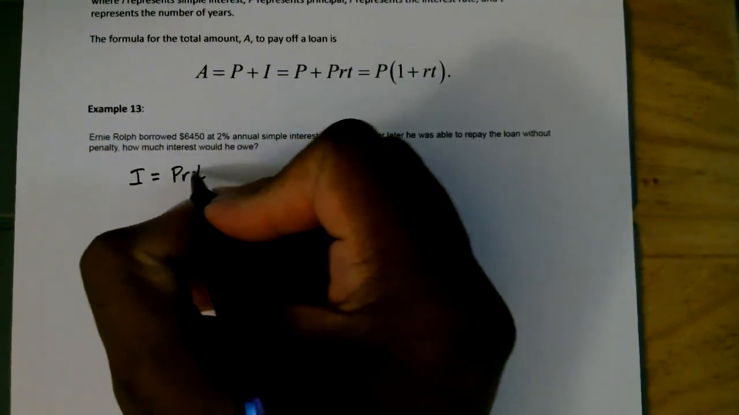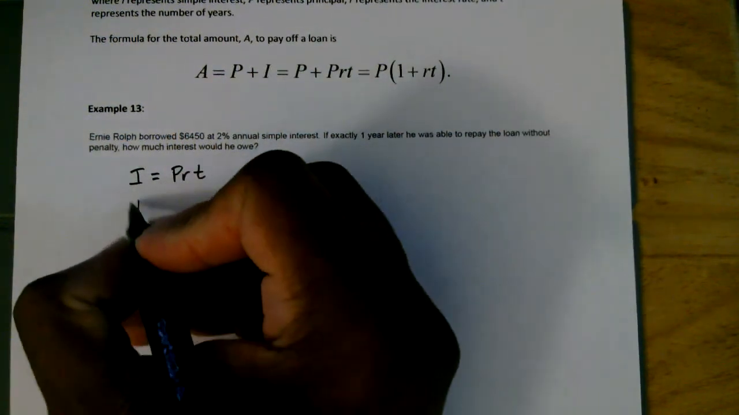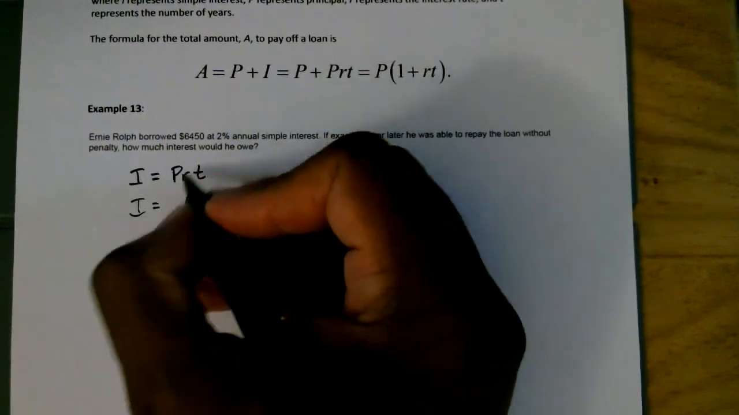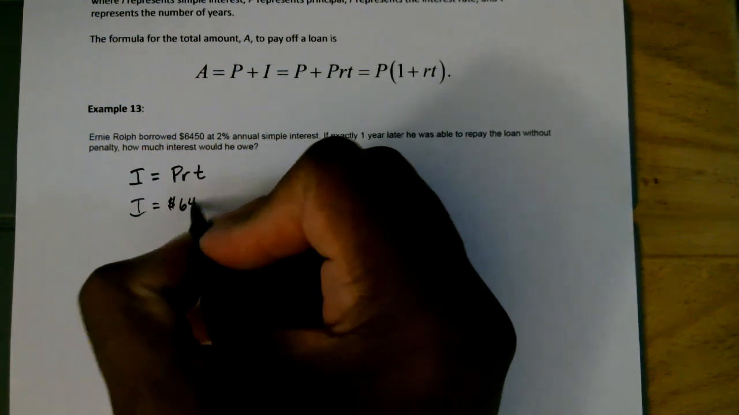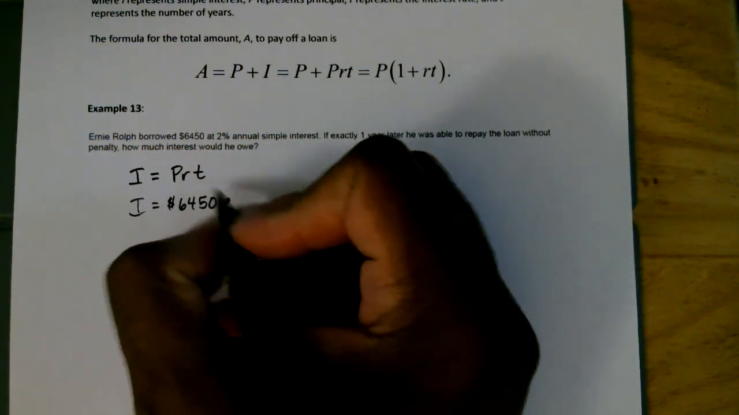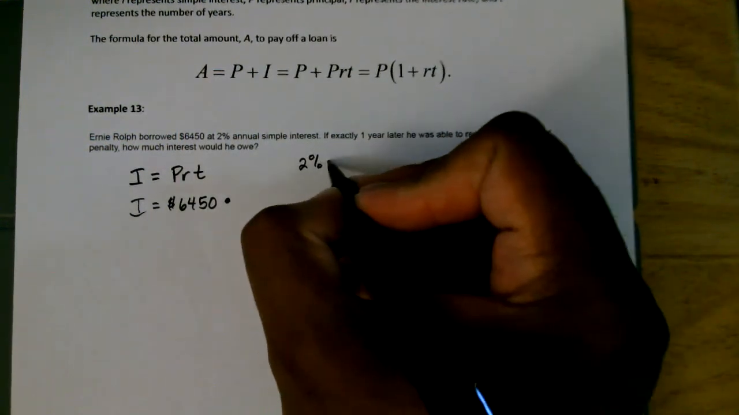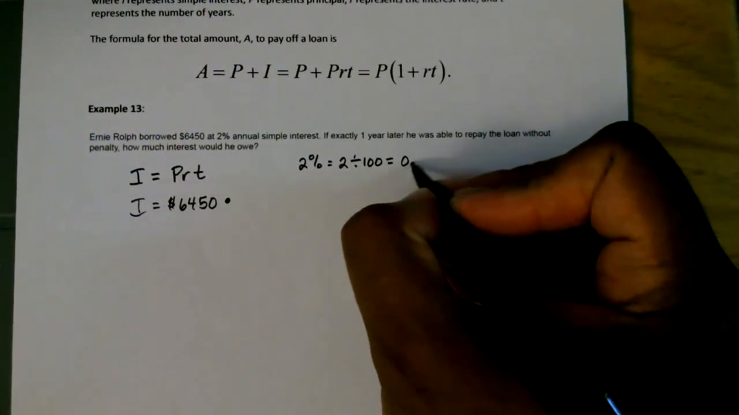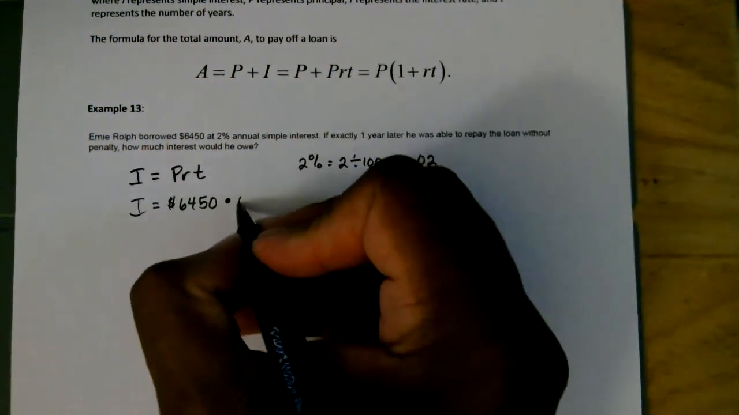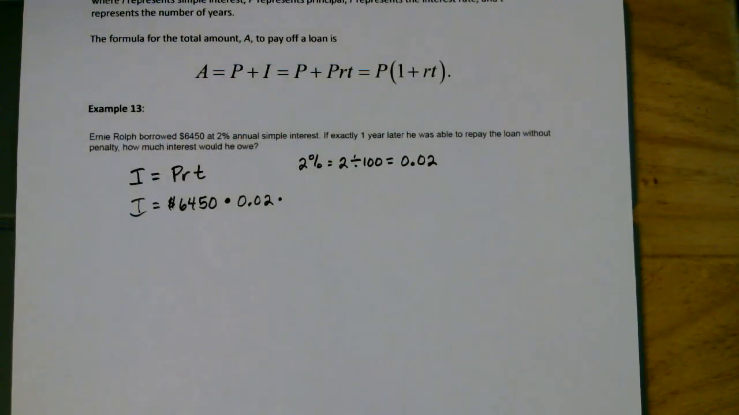So this is the formula that we use: I is equal to P times R times T. Here the principal is the amount that he borrowed, $6,450, times R, the interest rate, which is 2%. Now 2% as a decimal, you can think of this as 2 divided by 100, which would be 0.02. The interest rate has to be in the form of a decimal when you compute it. And we're talking about the time, which is 1 year.